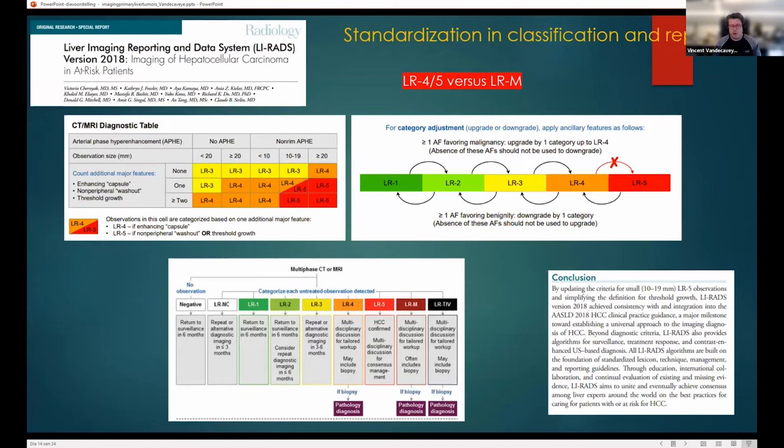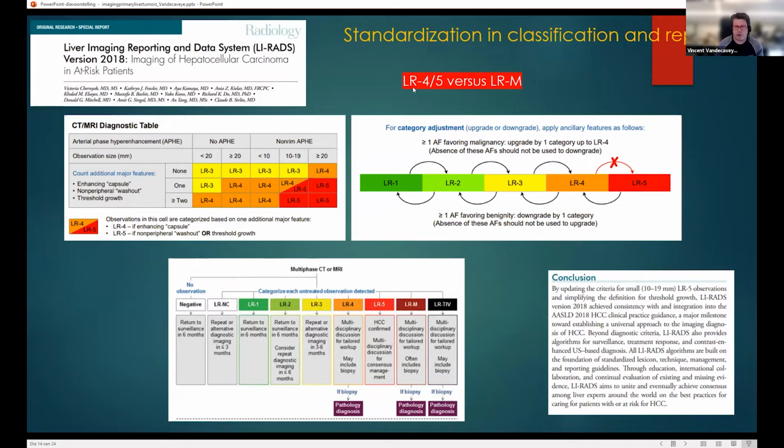And we are progressing with the standardization, classification and reporting. I must say I'm not an absolute fan of it. It is good, but we have probably shifted a little bit too much to specificity and lost a little bit of sensitivity with it. So I think it still needs some balancing, but at least it's a very good tool to use.